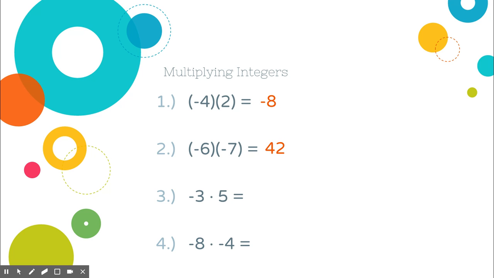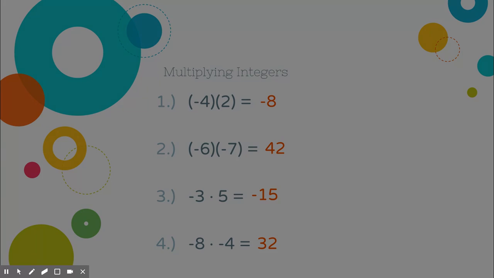So on number 3, it says a -3 times a positive 5. Since the signs are the opposite, our answer is going to be a negative. So -3 times a positive 5 would be -15. And our last one has two negatives. So a -8 times a -4 would be a positive 32. Pretty simple, not really difficult.